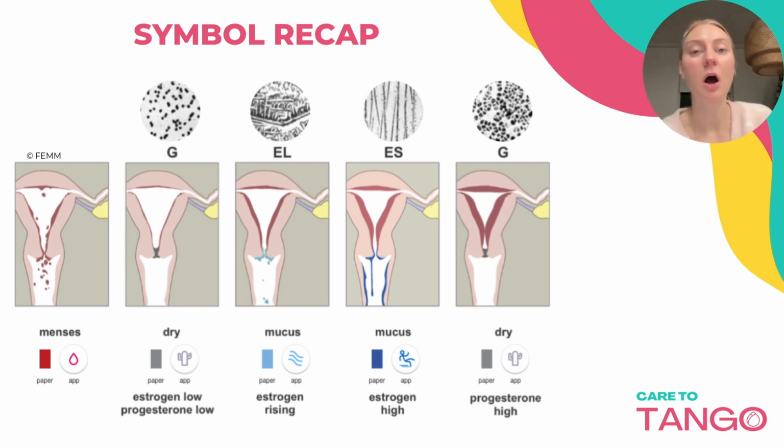Another pattern that is really common is going from your period right to EL or ES, so your point of change, and skipping the G between your period. So especially if you have a short cycle, you could get a mixture of mucus on those light days of bleeding. So you need to make sure that if you have lighter days at the end of your cycle, you're checking for mucus on those as well.